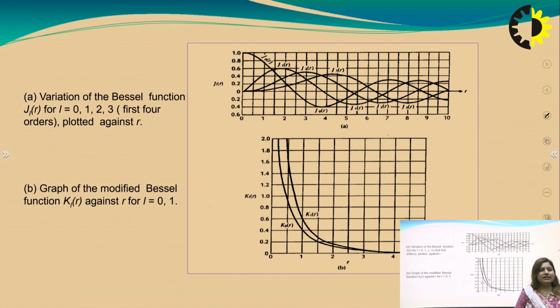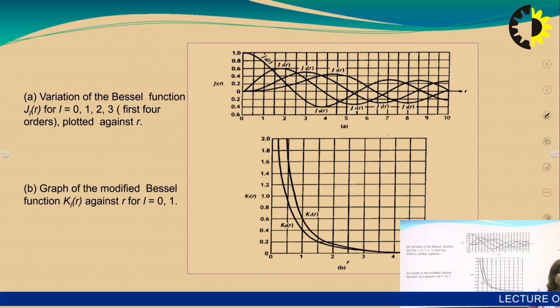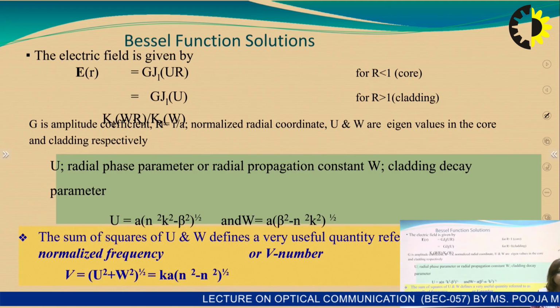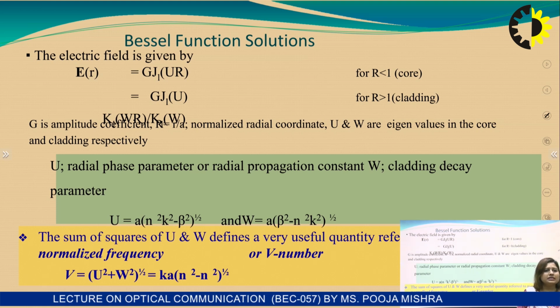So, the variation of the Bessel's function for L equivalent to 0, 1, 2, 3. You can see the Bessel's function at J0 is much higher as compared to J1, J2, J3. It will be reduced instantly. Similarly, for the modified Bessel's function, you can see from the graph K1(R) and K0(R) against L equivalent to 0 and 1. So, we have the solutions for Bessel's function. We will also discuss these Bessel's functions in the next lectures.